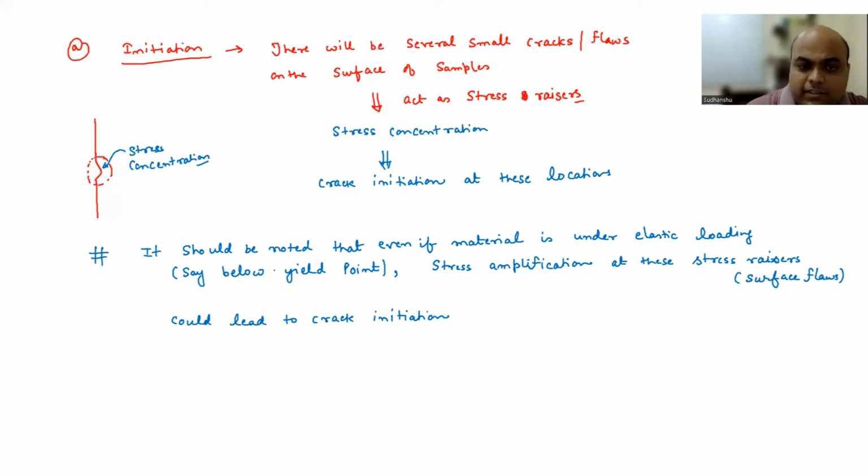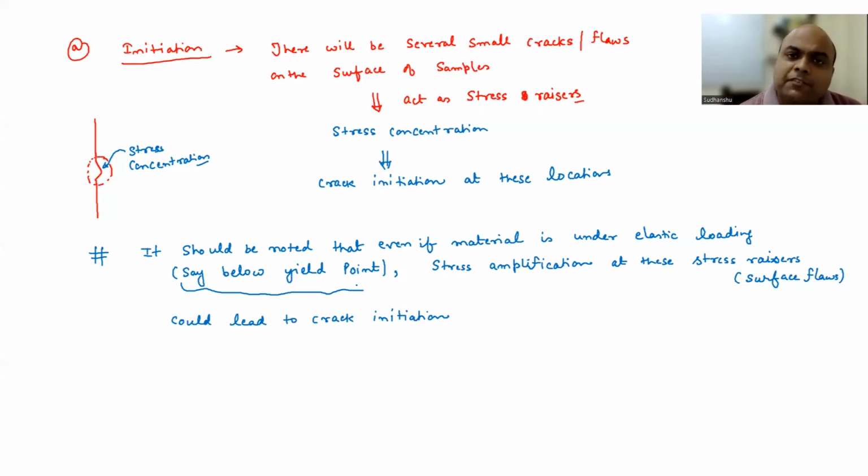Okay. So this is important that it is below yield point, but because of the stress concentration, you can have crack initiation. Okay. And finally, it is going to propagate, which could lead to the failure. So this is one of the mechanisms how fatigue crack initiates. You have to have a surface flaw.